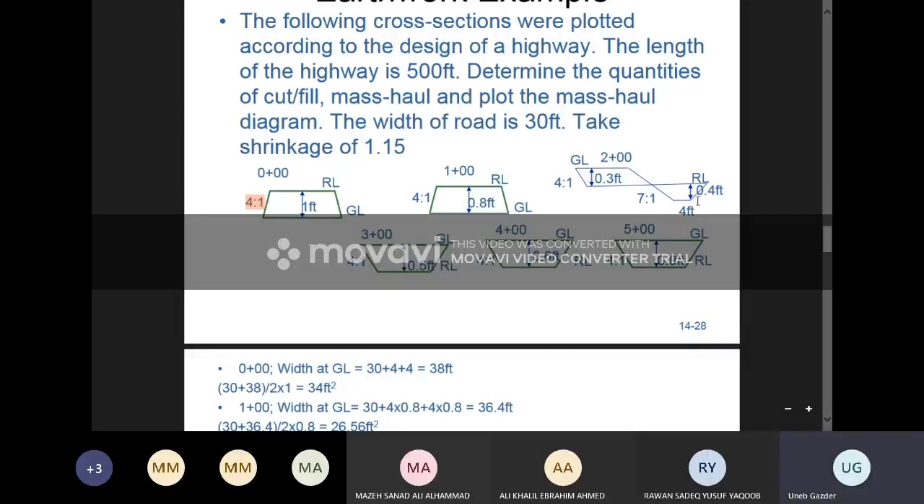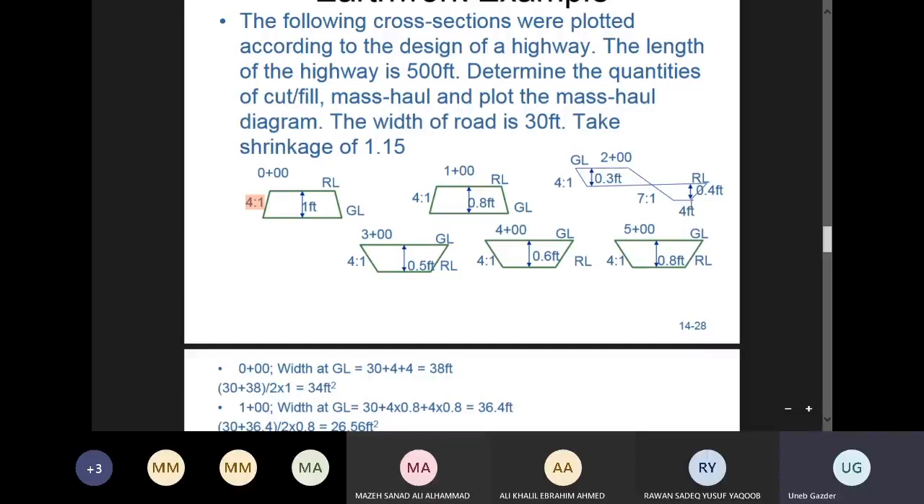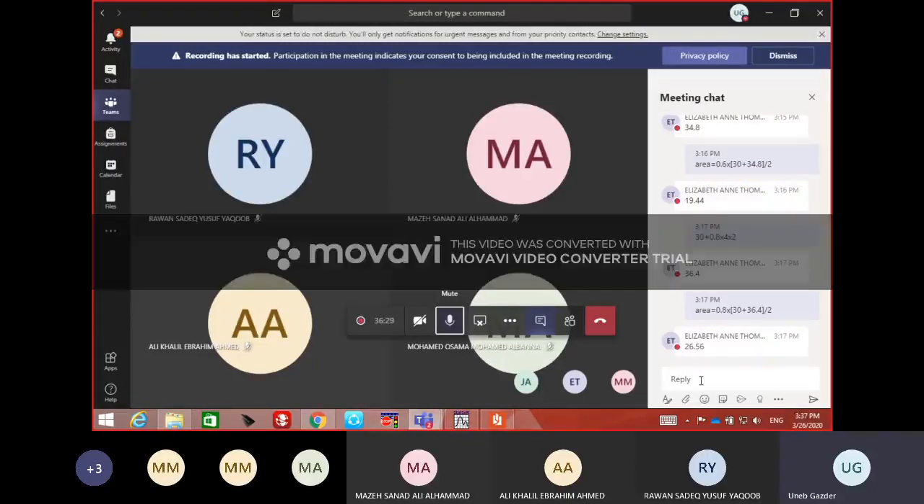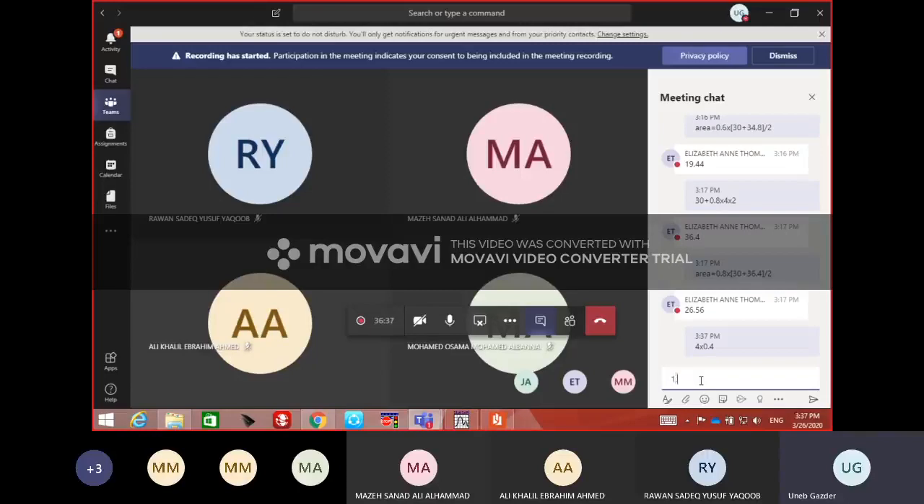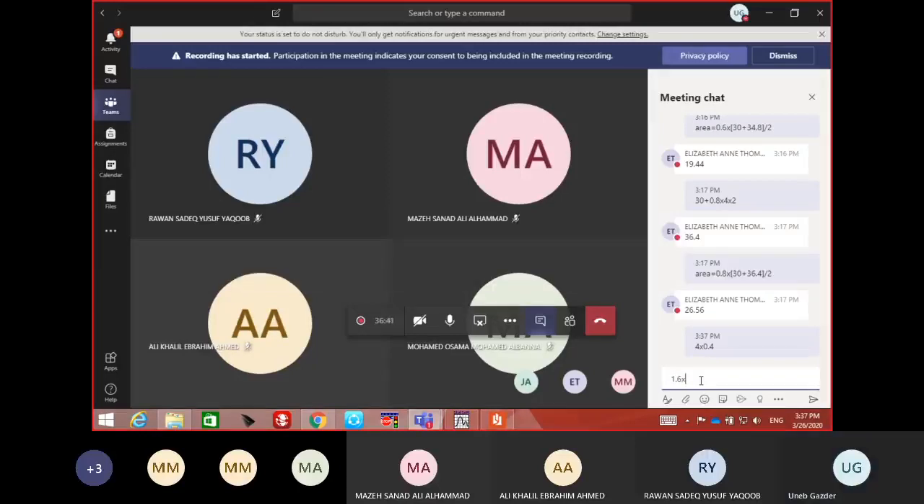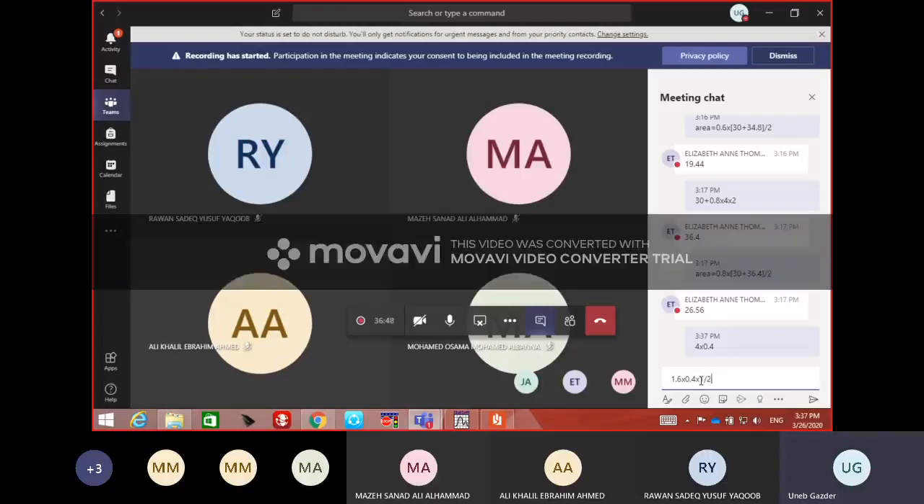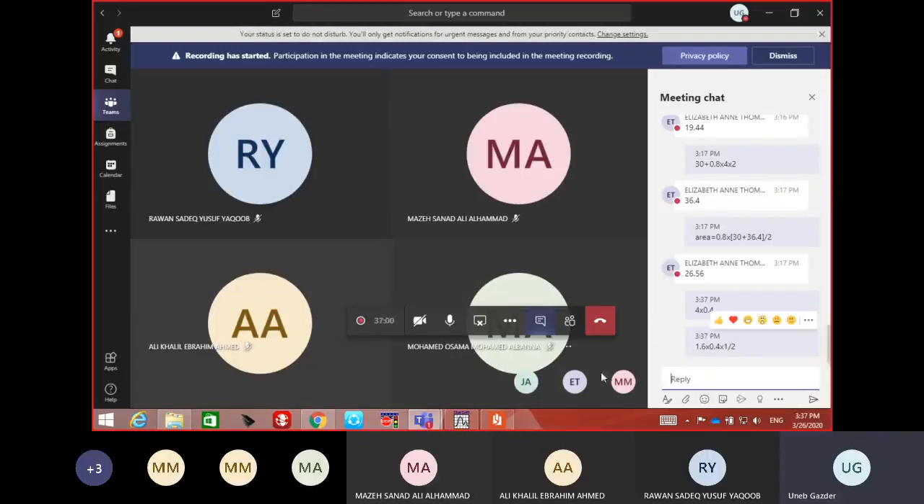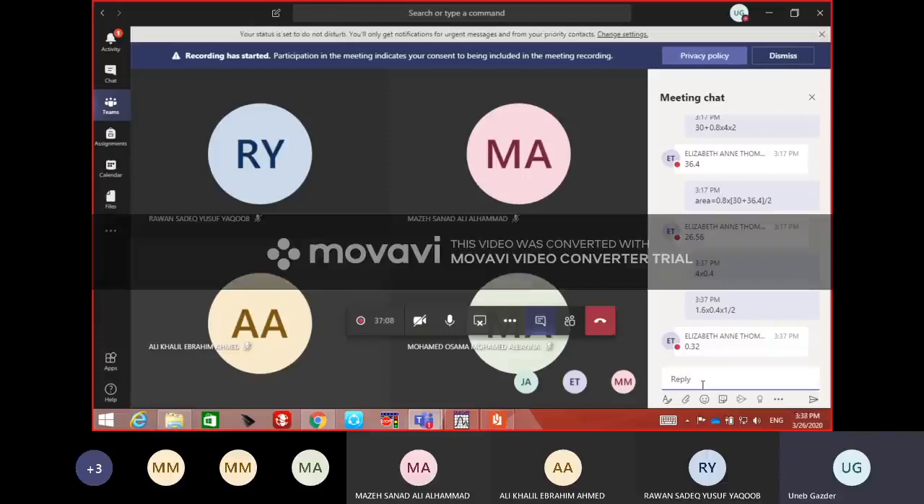If I want to calculate the area of the triangle, I need the height, which is given, and I need the distance, the base. So I have to calculate the base. If the slope is 4:1 and the height is 0.4, then the distance will be 4 × 0.4, which is 1.6. So the area of the triangle will be half of base 1.6 into height 0.4, half of base into height. Where 0.4 is the difference in elevation and 1.6 is the distance. So how much is it? 0.32. So the area of the triangle is 0.32.